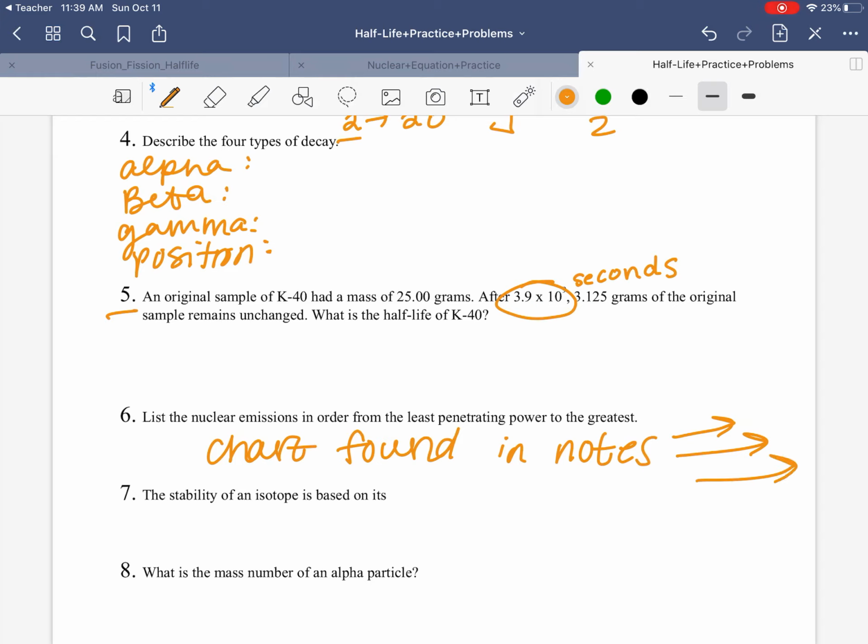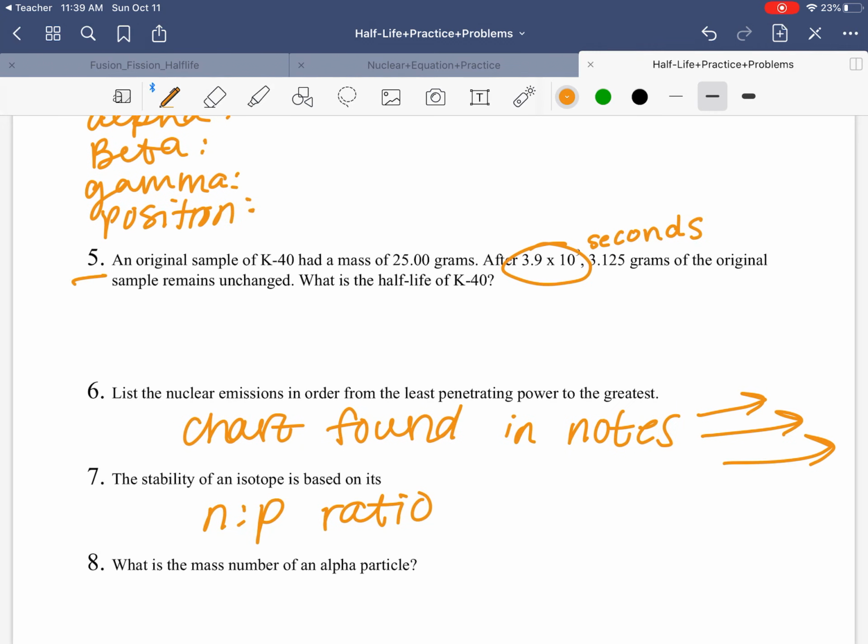The stability of an isotope is based on its neutron to proton ratio. What is the mass number of an alpha particle? So alpha is a helium atom that has the same numbers. So hopefully you remember the mass number of an alpha particle is 4.